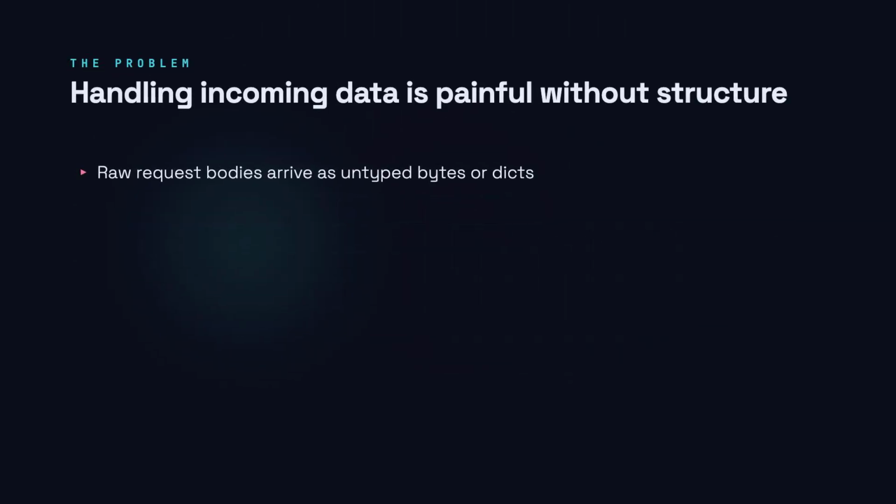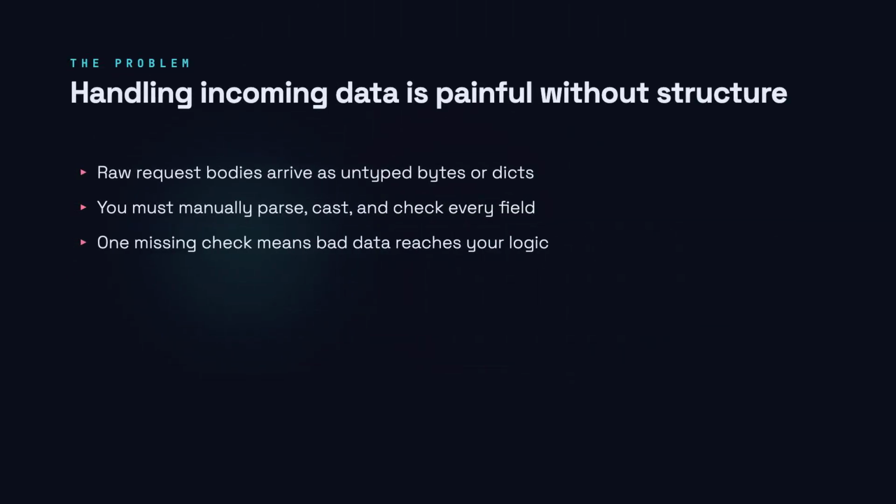Imagine your endpoint receives JSON with a product name, a price, and an optional discount. Without any framework help, you call request.json, pull out each key, check that the price is actually a number, that it is positive, that the name is not empty, and you write that code in every single endpoint. It is repetitive, error-prone, and the first thing that gets skipped when deadlines loom.